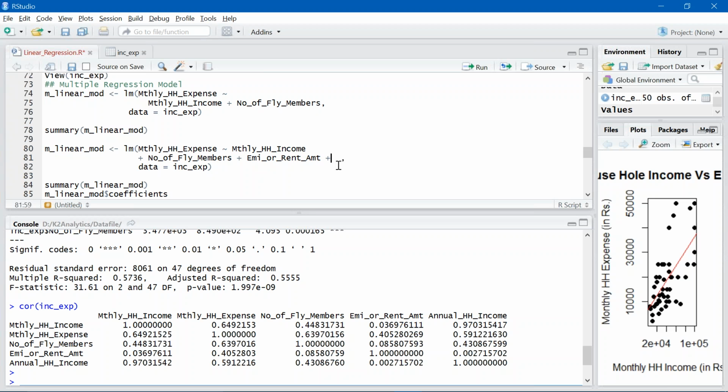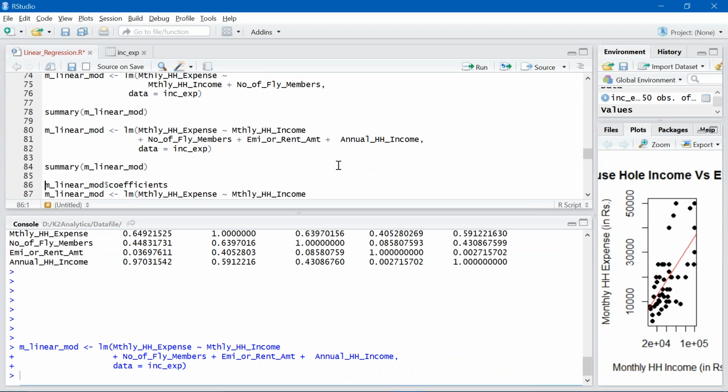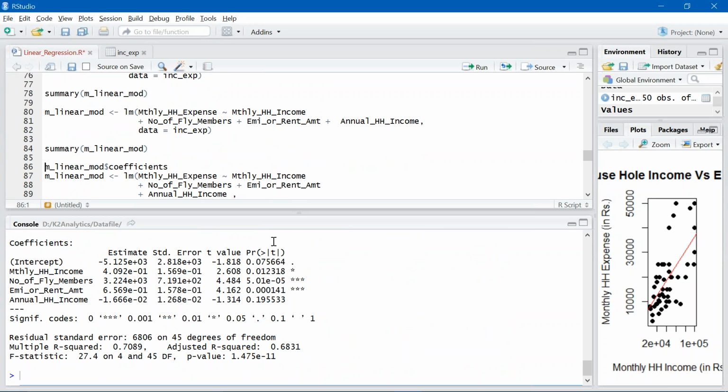So now I'm building a model which is a multiple linear model. We already built one multiple linear model where we had expense as a function of income and family members, and we saw R square improved. Now I'm building a multiple linear model where I'm building expense as a function of monthly income, family members, EMI and annual income. Let me run that. Okay, my model is built. Let me do summary of it. Now the summary of it is this.